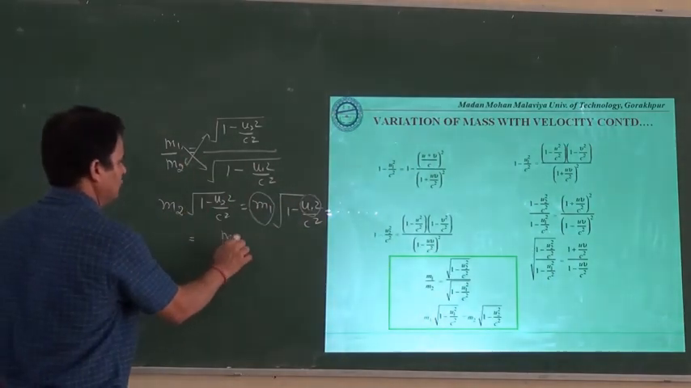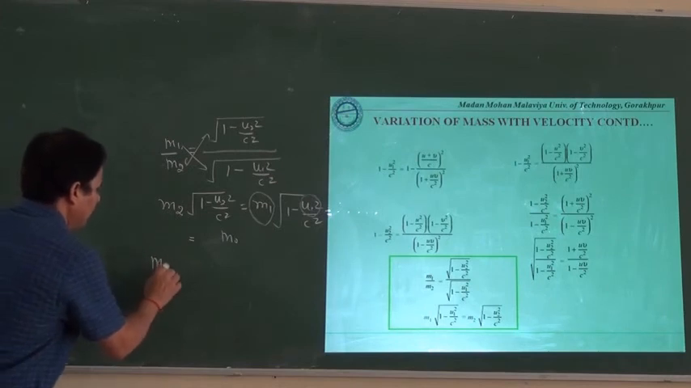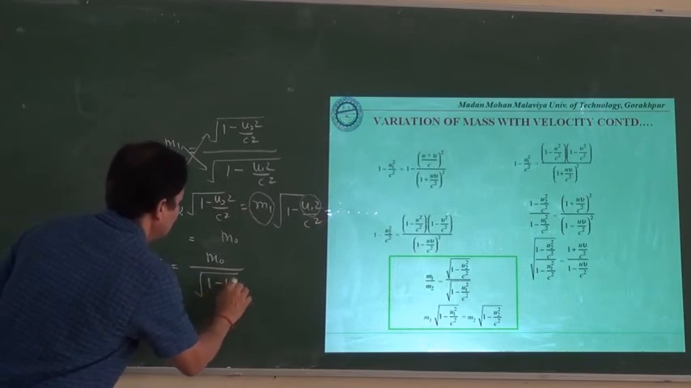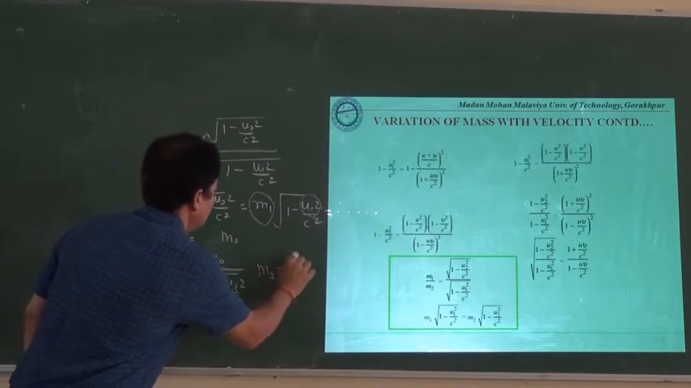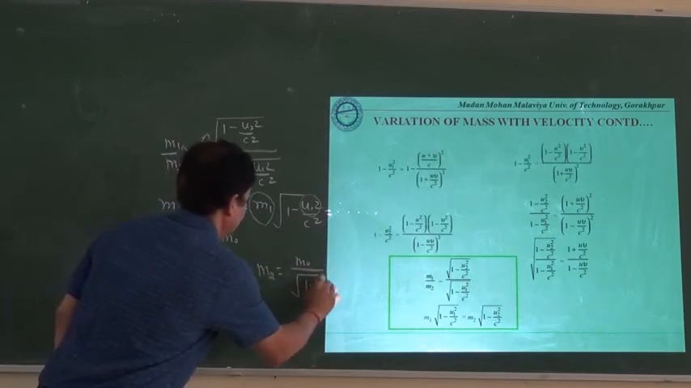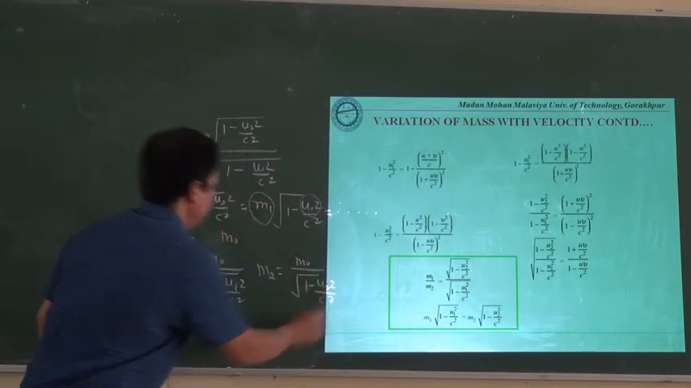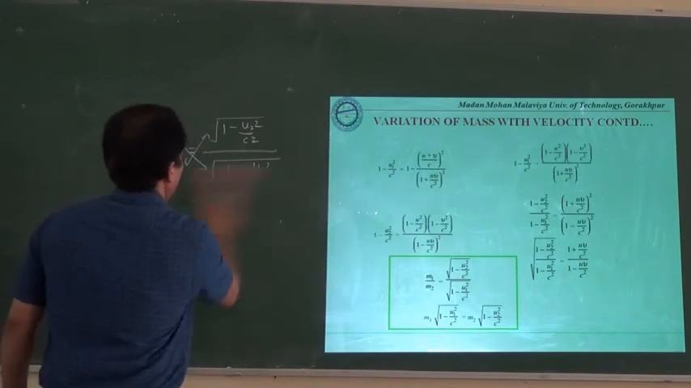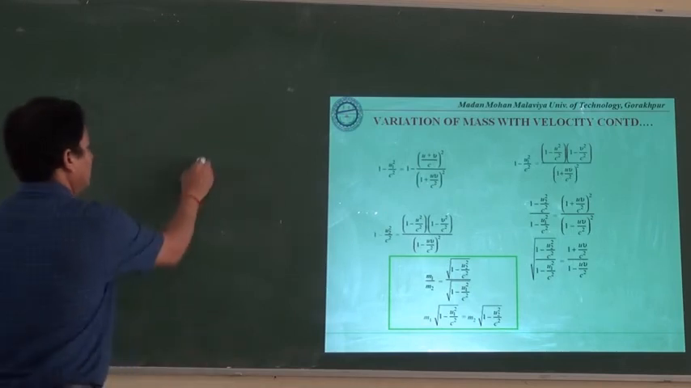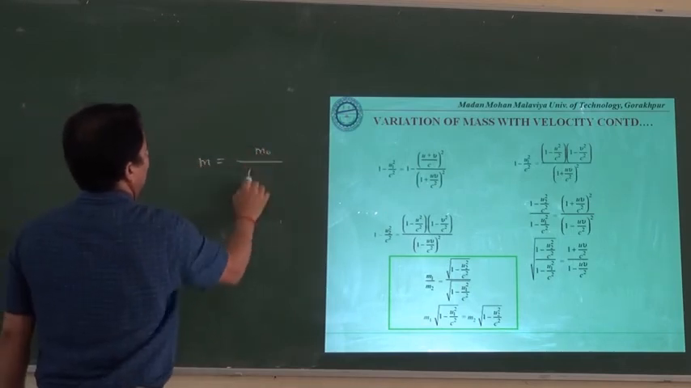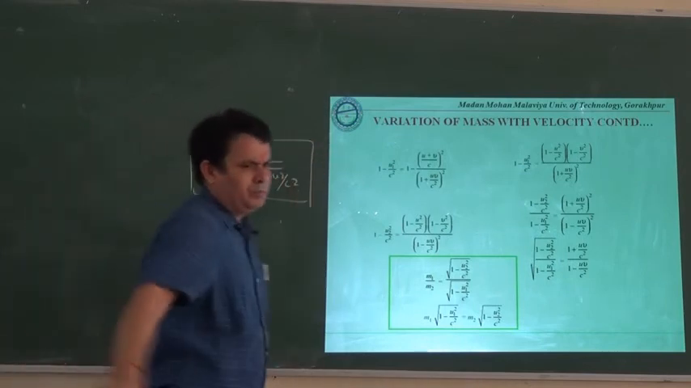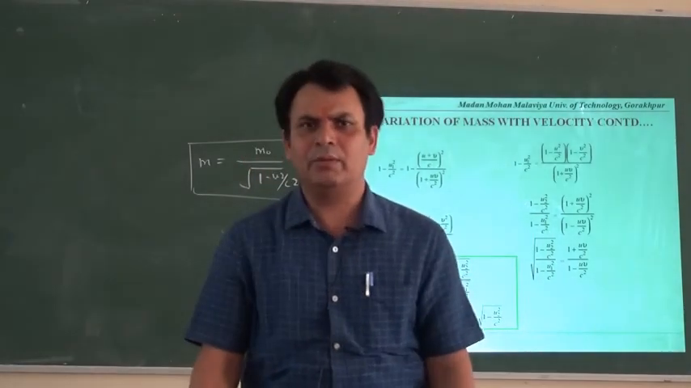Let this constant be m0, and finally we may write m1 is equal to m0 upon under root 1 minus u1 square upon c square, or m2 is equal to m0 upon under root 1 minus u2 square upon c square, or in general we can write that m is equal to m0 upon under root 1 minus v square upon c square. This is the desired expression that we used to write for the variation of mass of a body.